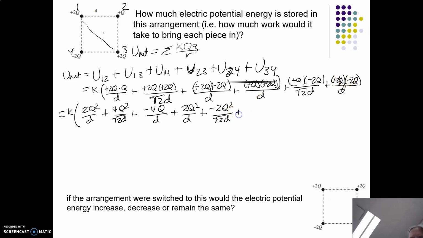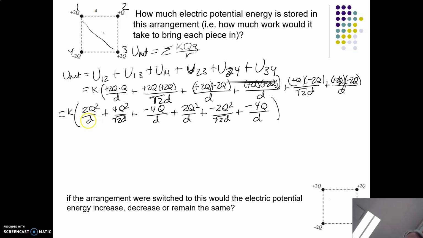And finally, plus our negative 4Q over D. Okay, well, we need a common denominator. Do we see anything that just cancels right now? Let's simplify what we got. Let's simplify the d's and the root 2d's.